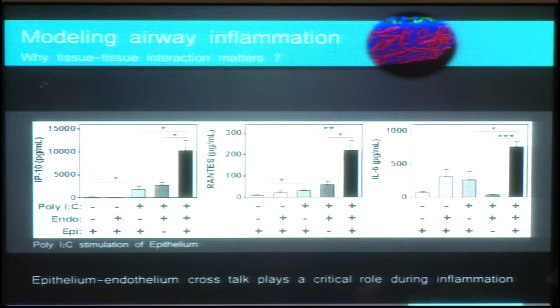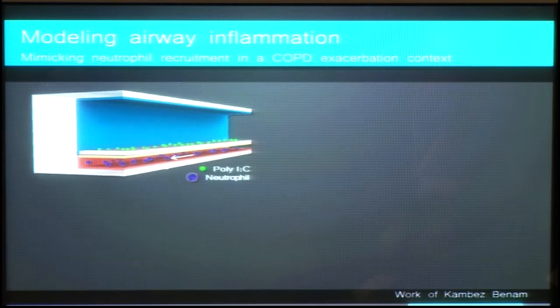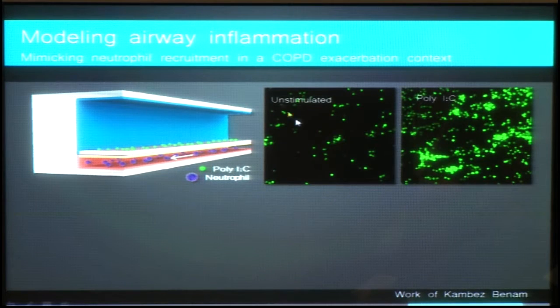So to study COPD exacerbation, we use the same chip, a similar design, but in this case we use primary cells from COPD patients. We stimulate them with poly-IC to mimic a virus infection, so an exacerbation. And we also, in this case, flowed stained neutrophils in the bottom compartment of the chip. And what happens when you flow neutrophils in unstimulated chips? You have a basal level of attachment, but once you stimulate with poly-IC, you get a much higher increase in neutrophil recruitment to the endothelium.